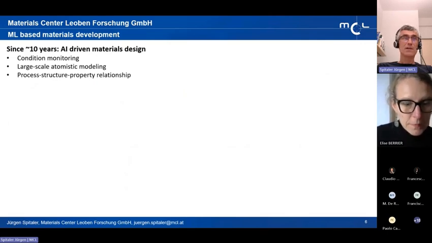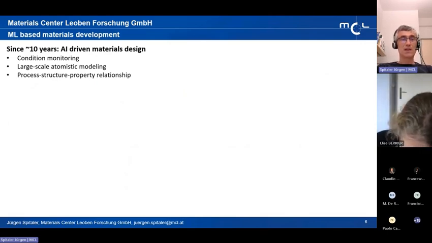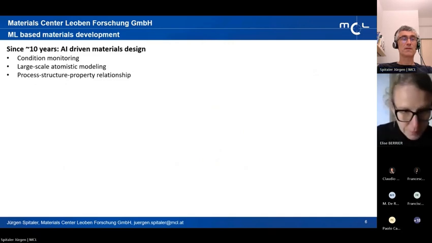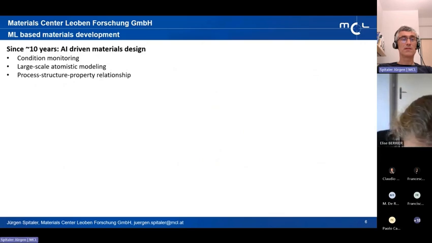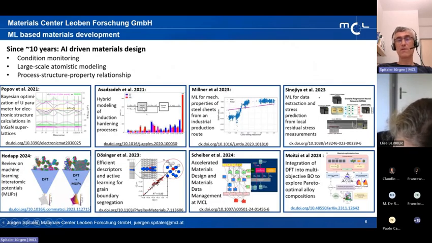All right, and then in terms of things that are relevant today, Material Center Leoben has started to dig into AI-driven materials science for about 10 years already. We have been applying artificial intelligence methods for areas like condition monitoring of in-service behavior of parts, the prediction of failure, then how to speed up and improve or enable large-scale atomistic modeling using machine learning, and also in the context of finding process-structure-property relationships, where we have done a series of work and published a series of papers already, as you can see here.